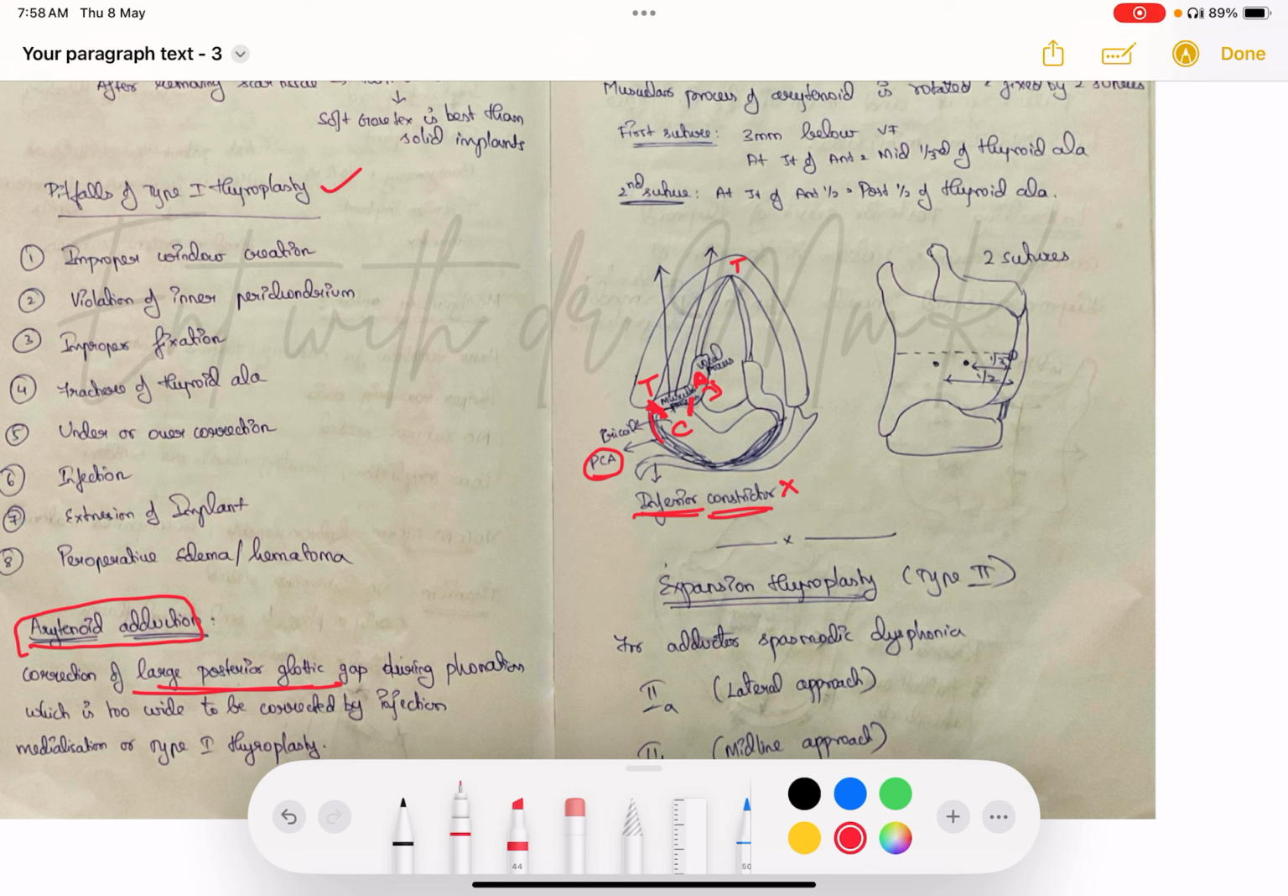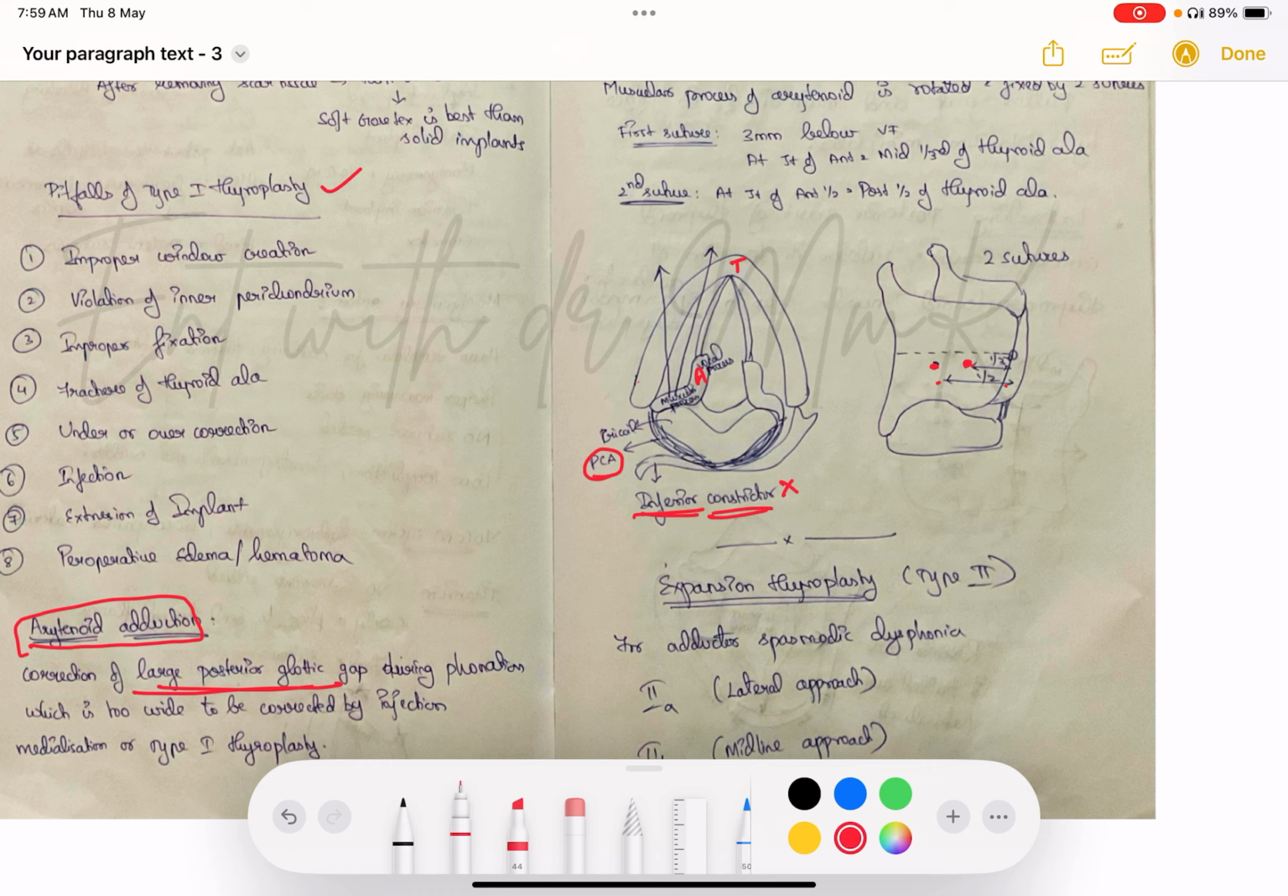So after doing that, you place two sutures on the arytenoid cartilage with the thyroid cartilage. Okay, this is arytenoid, this is thyroid. So this is the measurement. One suture is placed at the junction of anterior one third and posterior two third. Another suture is made at the junction of anterior half and the posterior half. So two sutures on the thyroid cartilage to the arytenoid cartilage.